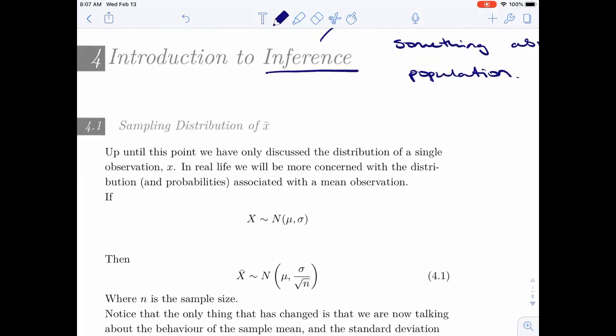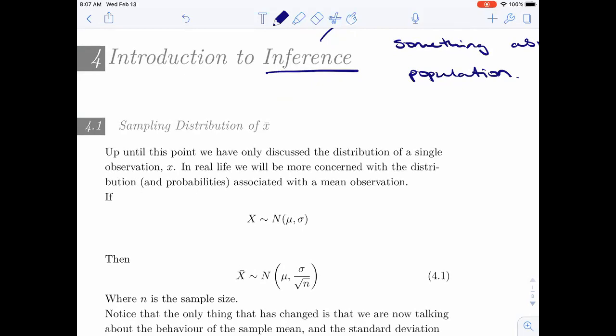I'm going to zoom in here. I'll put some stuff up here for you. So like I said, so far we've talked about a single observation, right? So the speed of a manatee, or the salary for a single person, right? So one individual is what I mean.